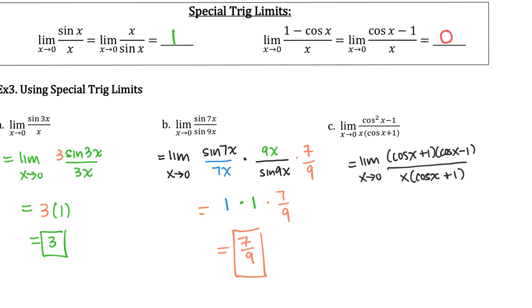So let's bring down what I have left now. I still have cosine x minus 1 in the numerator, and I have the x in the denominator. Now actually this looks like this, so using the property, I know that this must equal 0.